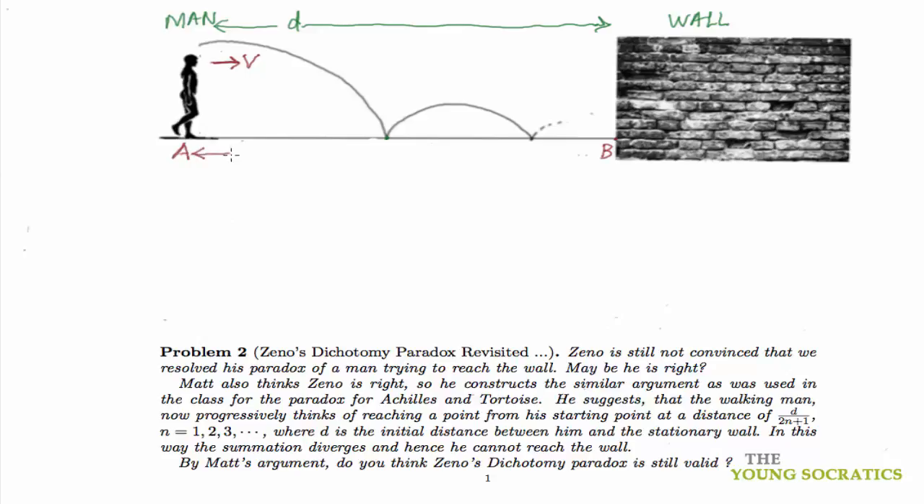has to at least cover half of the distance between the wall and himself, which means first he has to reach the point A1 as shown here. Then he has to at least move to the point which is halfway between A1 and B. That is, he has to reach the point A2 shown here, and so on and so forth. So Zeno argued that motion is not possible because the man will just keep on halving his current distance from the wall.